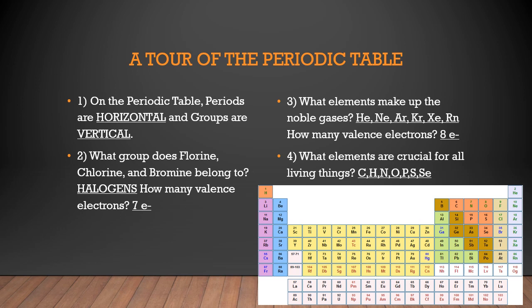And then what elements are crucial for all living things? That would be your CHNOPS from the video. You have your carbon, nitrogen, oxygen, phosphorus, sulfur, and selenium, and then your hydrogen over here. And you can see them color-coded.